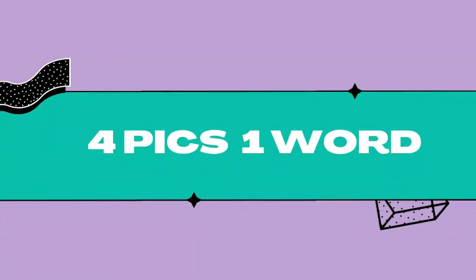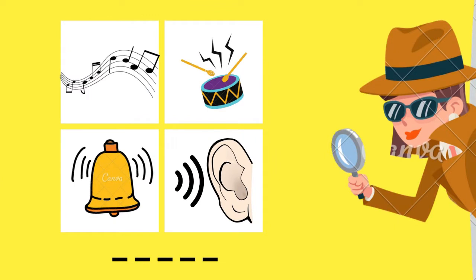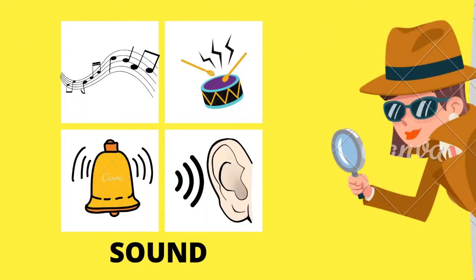I know you are familiar with the 4 pics, 1 word activity. Let us see if you still remember our lesson about different forms of energy. What can you see in the pictures? Can you guess the word? That's right, children. Sound or sound energy.